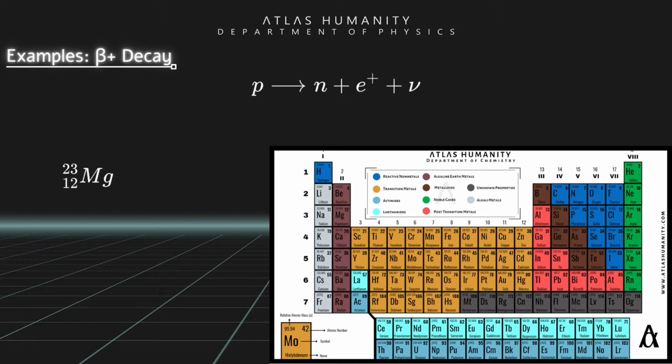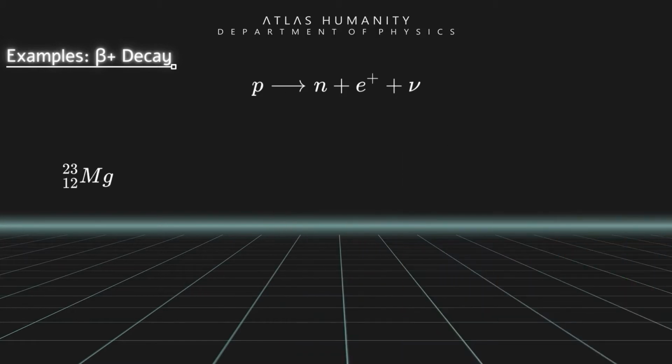So we're transforming a proton into a neutron, so we are losing a proton. We get to sodium, 11 protons, but we have the same number of nucleons, so always 23. So sodium-23 plus a positron and a neutrino.